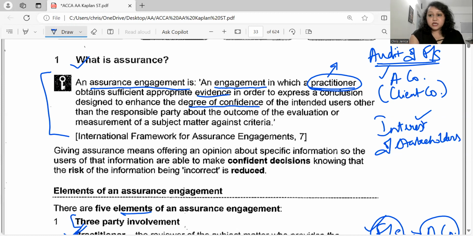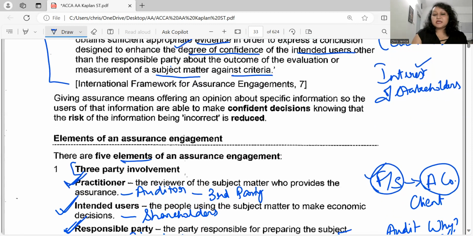Thus, our assurance engagement, the report that we are going to provide as a part of this assurance engagement, will enhance the degree of confidence of the intended users other than the responsible party about the outcome of the evaluation and measurement of subject matter, that is financial statements as per our example, against the criteria. Okay. Now, yes. So this is the basic understanding of what an assurance engagement is about. Okay.